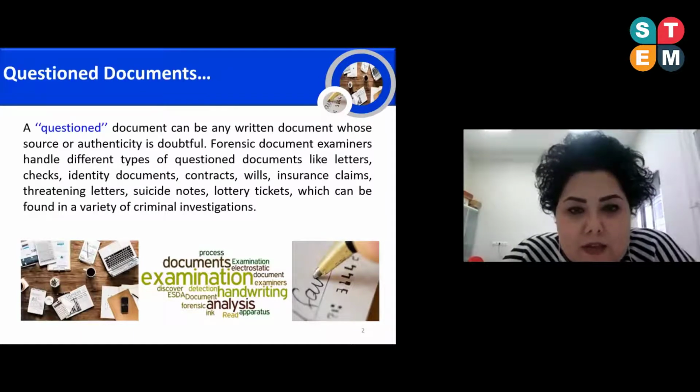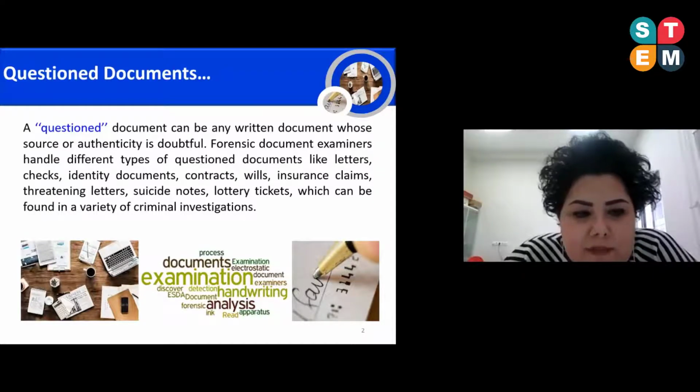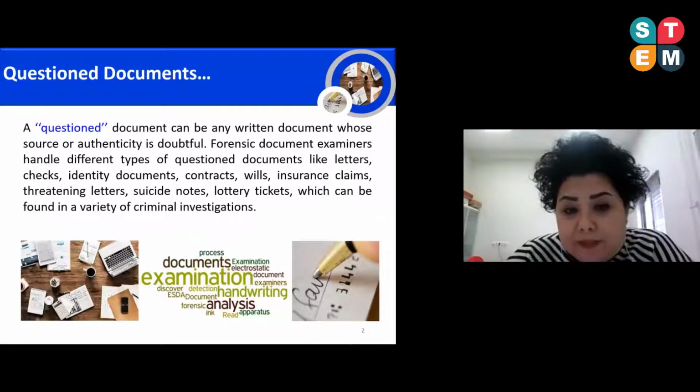It can be any document whose source or authenticity is doubtful, and forensic examiners handle different kinds of questioned documents like letters, checks, contracts, insurance claims, suicide notes, lottery tickets, etc. These can be listed more, and which can be found in a variety of criminal investigations.